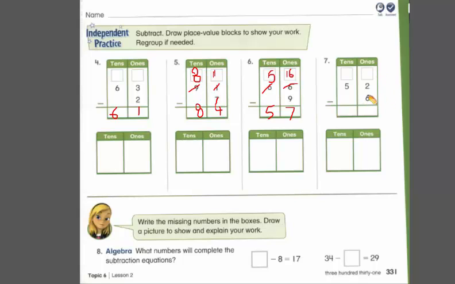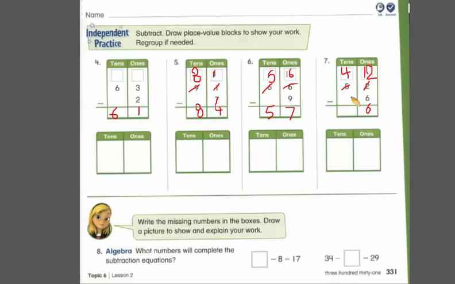Can I subtract 2 minus 6? No. 2 is lesser. So what will you do? I will regroup. I will make a group. Take 1 from the tens, so 4 left. And then add the 1 ten you regrouped into 10 ones. So now I have 12 in the ones. 12 minus 6 equals 6.